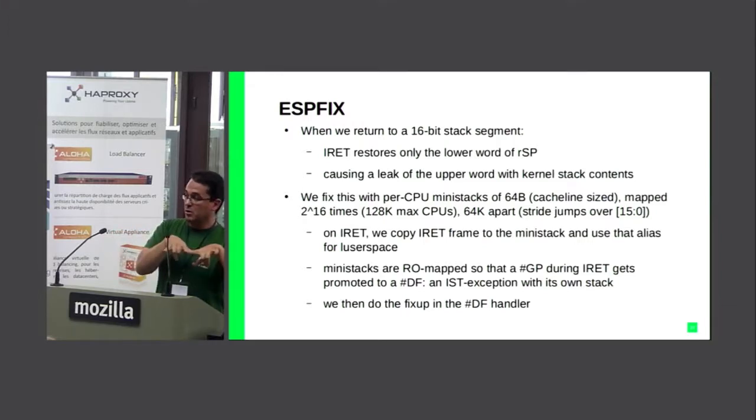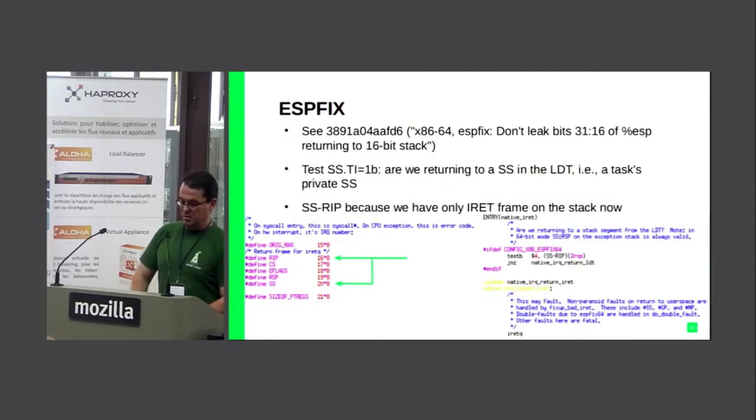But the upper word leaks, and you leak kernel stack. And we test that by checking whether we're returning to a stack segment in the local descriptor table. This means, are we returning to a task that has a private stack segment? Are we returning to a task's stack pointer? And if we do that, we know it's a user space stack.